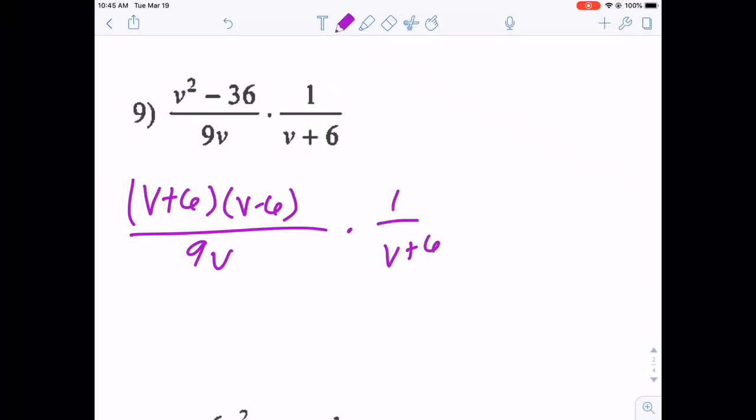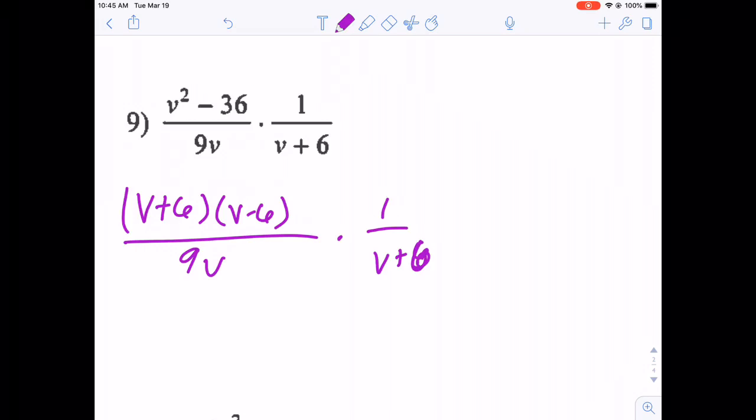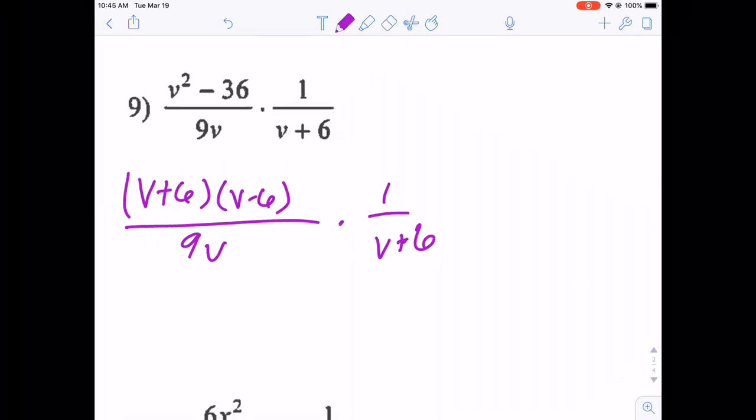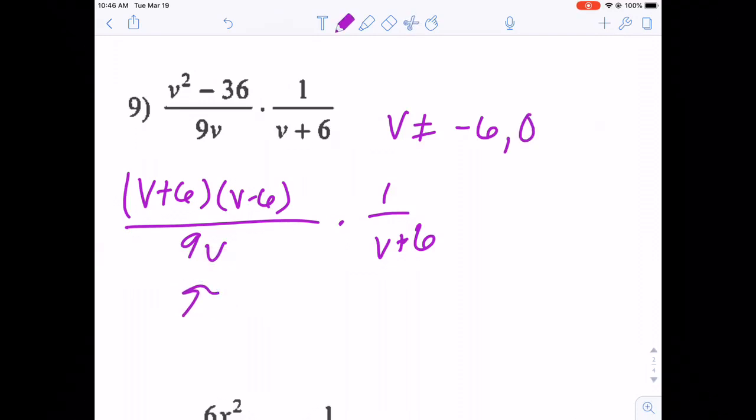Okay, before we start canceling, we need to list our restrictions. So v cannot equal anything from the denominator. So we've got a restriction here at negative 6, and we have a restriction here. Now this is not at 9, it's not at negative 9. What would happen if you set 9v equal to 0? Your restriction is actually at 0, because there's no plus or minus there. Creates a restriction at 0.